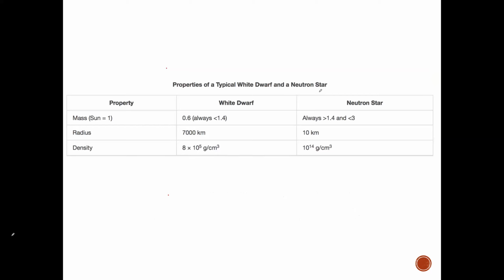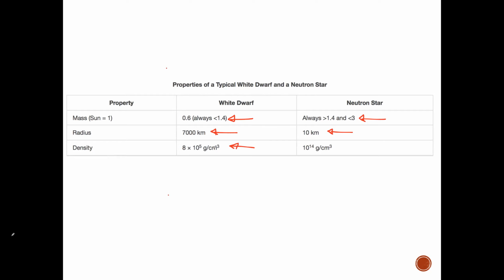Now, if you compare a neutron star and a white dwarf, you can see the differences, right? A white dwarf always has a mass less than 1.4, but for the neutron star, the mass will be between 1.4 and 3, right? And look at the radius. For a white dwarf, the radius is 7,000 kilometers, but for the neutron star, it will be 10 kilometers, right? And you can see the difference. And the density also has a huge difference.